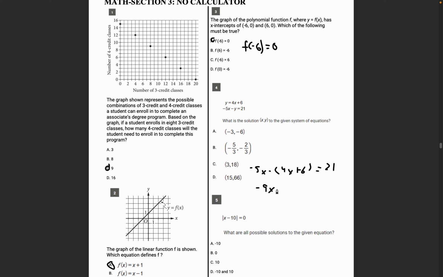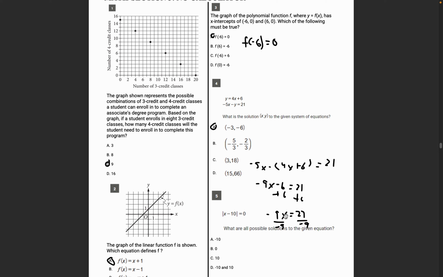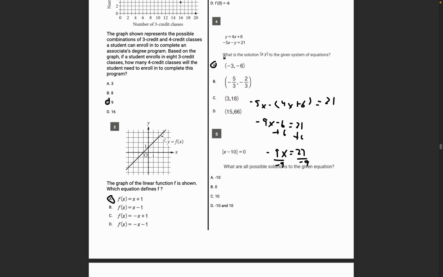And then the negative minus 6 equals 21, plus 6 on both sides. So negative 9x equals 27. Divide by negative 9. Negative 3. So it must be A. You could check, plug in x equals negative 3 in the equation. Well, let's do it. 4 times negative 3, negative 12, plus 6, negative 6. Boom, this works.